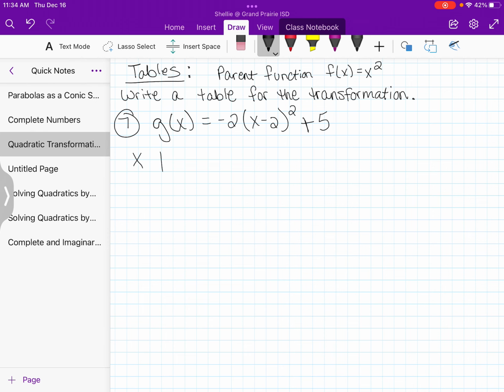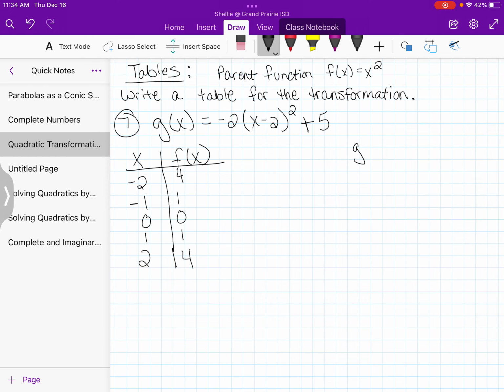So first I need a table for my parent function. Again, I'm going to make this table from -2 to 2. I like that because it puts my vertex right in the middle. So then I'm going to use this information to make the table for g of x. So here's how I'm going to do that.